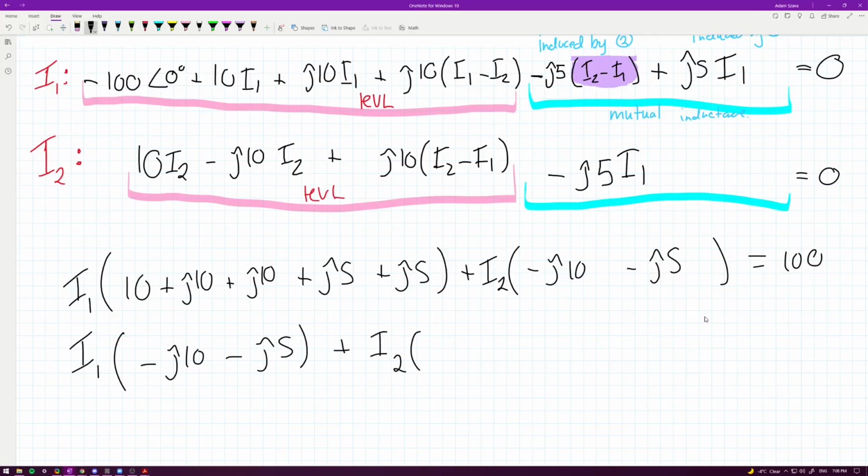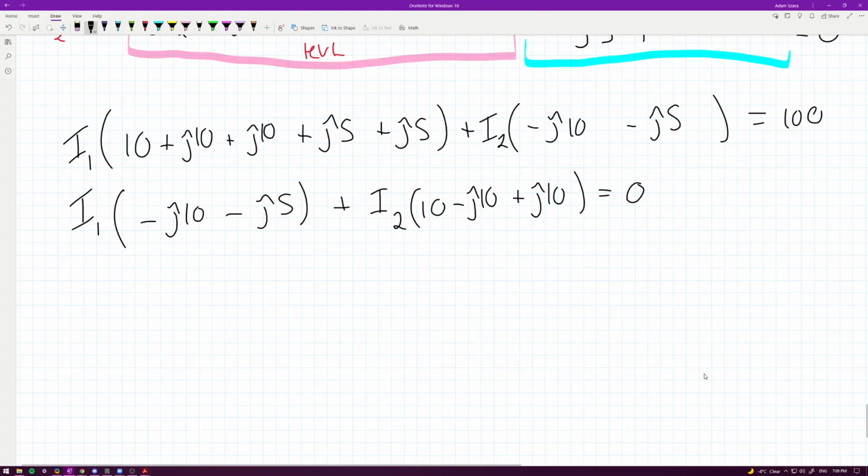So now for I2, it's going to be a little bit longer. 10 minus J10 plus J10. And that's it. Equals 0. You're good so far? Okay. Sounds good. Thank you, Hannah.